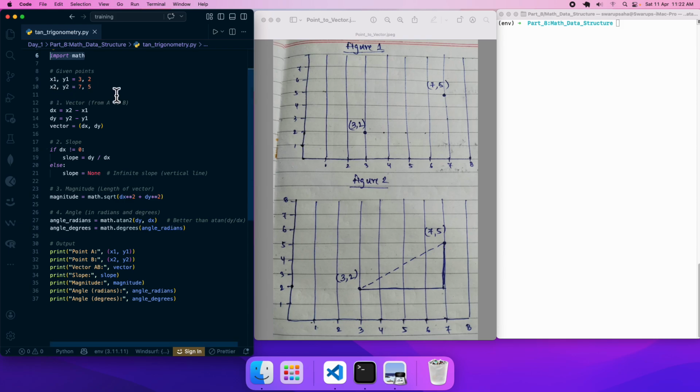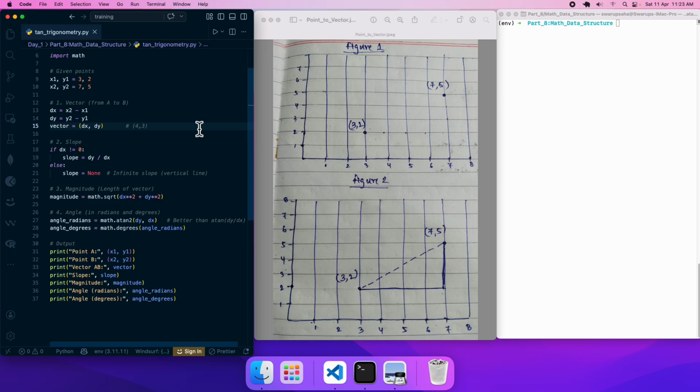Okay, fine. Now, these are just mere points, but I want to transform them into the form of a vector. So for that reason, x2 minus x1 we get dx, and y2 minus y1 we get dy. So over here, which one is x2? 7, and x1 is this. So 7 minus 3 we get 4, and then y2 minus y1, 5 minus 2 we get 3. So ultimately we get (4, 3), and that's what we get in the form of a vector.